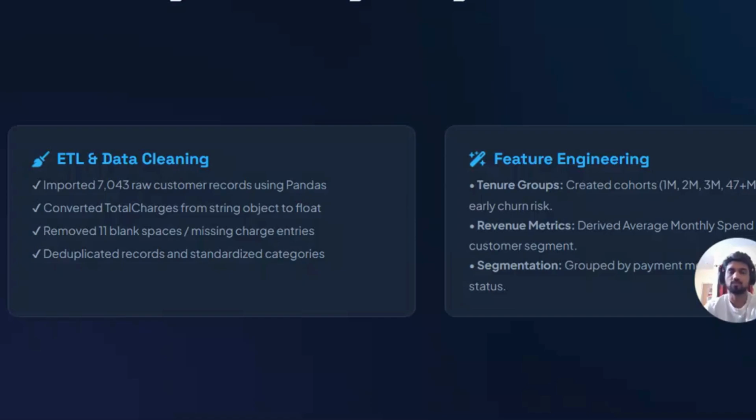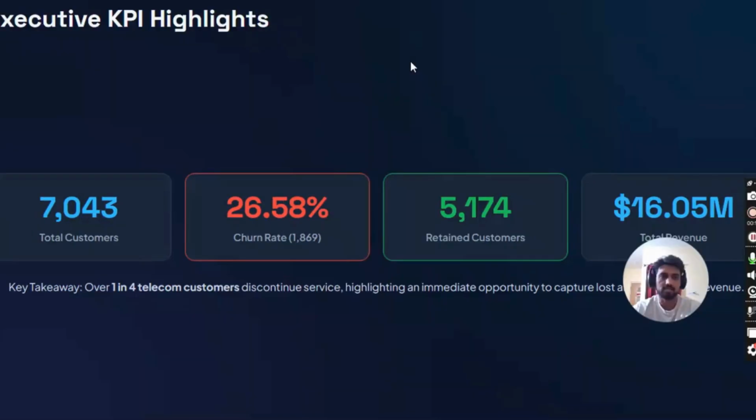Let's move forward to the main insights in the KPI dashboard. This dashboard provides a quick overview of the business. The dataset contains 7,043 customers, out of which 1,869 customers churned, resulting in a churn rate of 26.58%. Overall, the company generated $16 million in total revenue, with customer distribution almost equal between male and female.